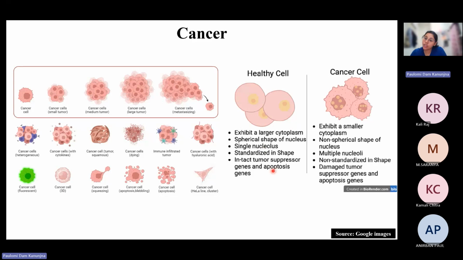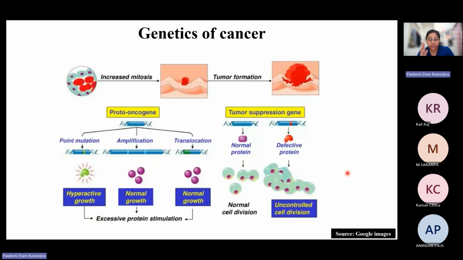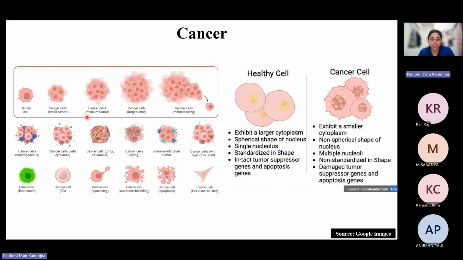But when you go to cancer cells, look at the morphology. The morphology only tells that there is a problem with the cell. You have a smaller cytoplasm because they have shrunk. You have a non-spherical shape. It doesn't matter for the cell to keep its shape accurate anymore. Multiple nuclei because you have multiple cell divisions, and when you look into the genetics, you will see the tumor suppressor genes and the apoptotic genes are all unregulated and they all malfunction, right? Malfunction.